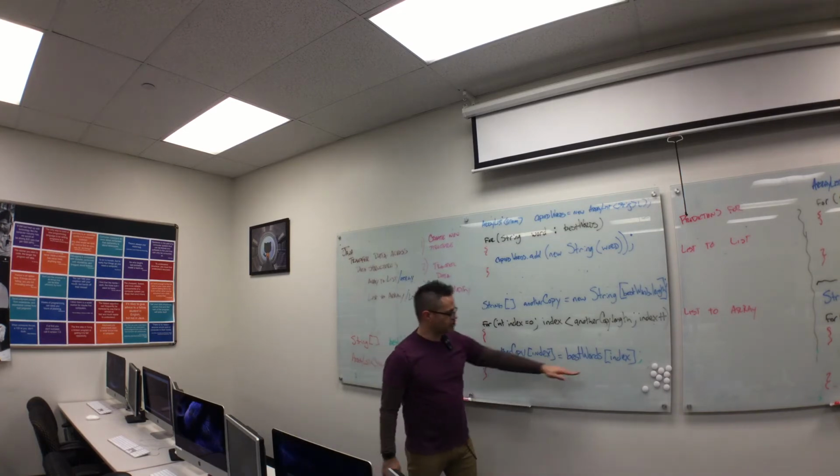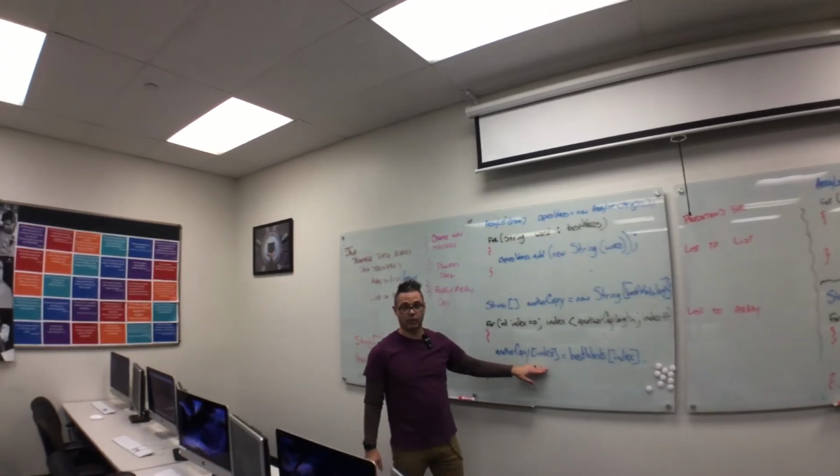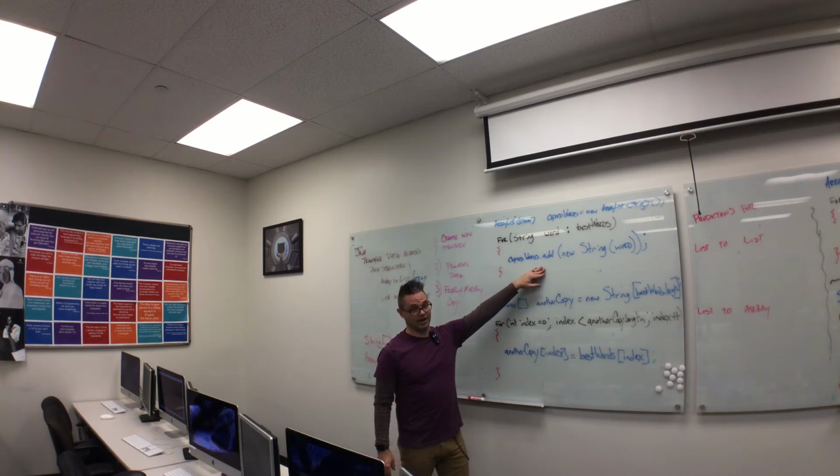Now this one right here, of course, I'm just taking the reference of that string right here and putting a new reference to it inside this other array. So I have that right here. This is a shallow copy. This one is a deeper copy. I have a brand new copy of the whole thing.